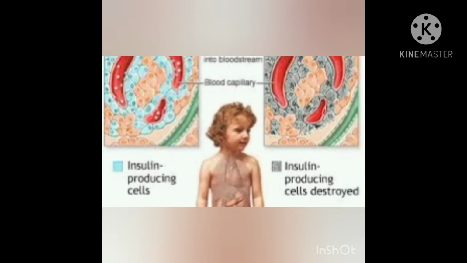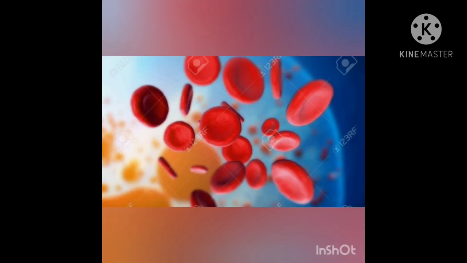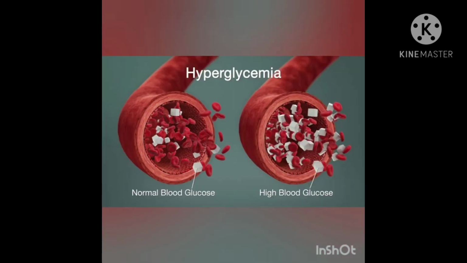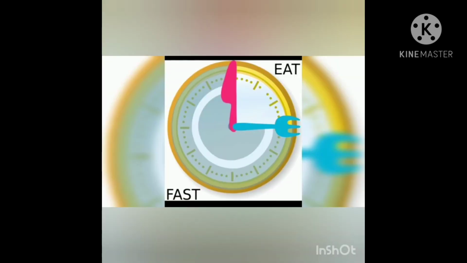People with diabetes either do not make insulin or their body cells are resistant to insulin, leading to a high level of sugar circulating in the blood, called simply high blood sugar. By definition, diabetes is having a blood glucose level of 126 mg per deciliter or more after an overnight fast.